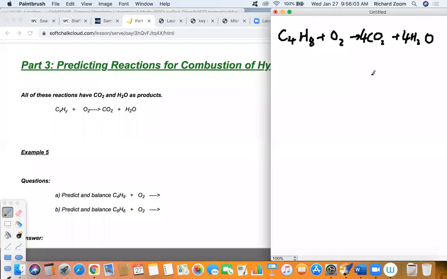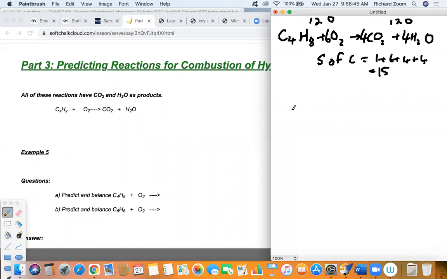When balancing the oxygen, we need to be careful here because we've got oxygen in two places. We've got 4 times 2 is 8 plus 4 is 12. So that would be 12 O on this side, which means I also need 12 oxygens on this side, which means I need to put a 6 in front of the O2, and that would be balanced. The sum of coefficients would be 1 plus 6 plus 4 plus 4, which is 15. Does anybody have any questions?